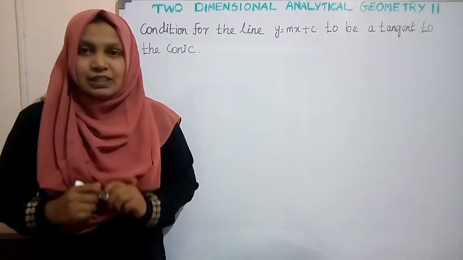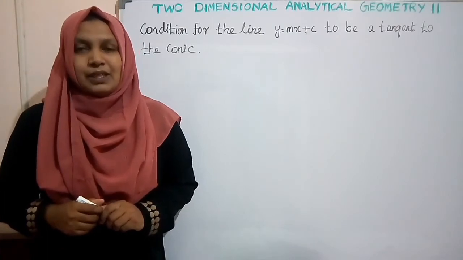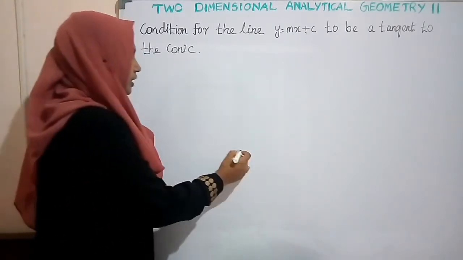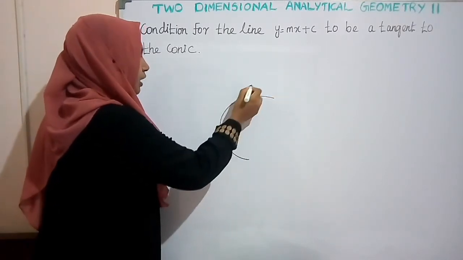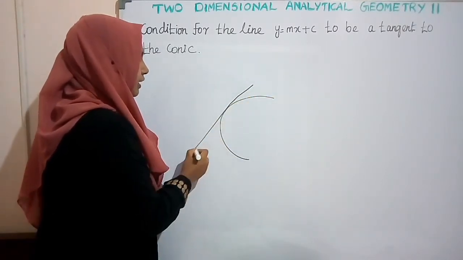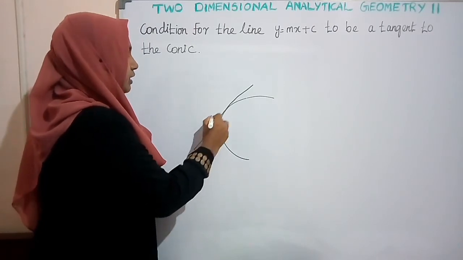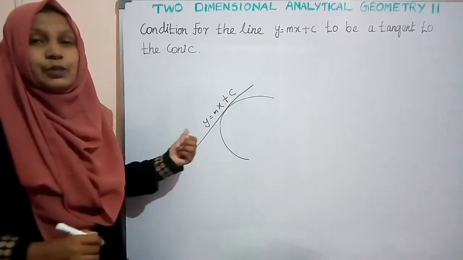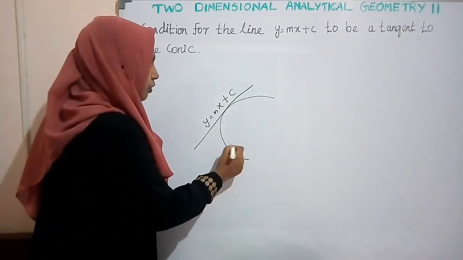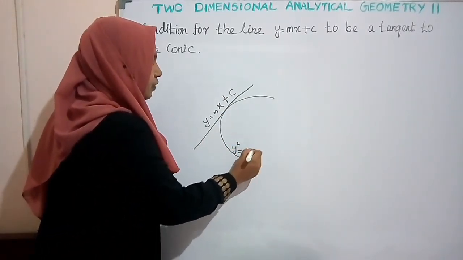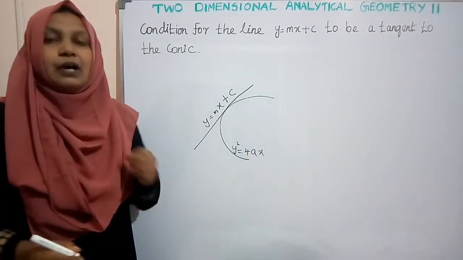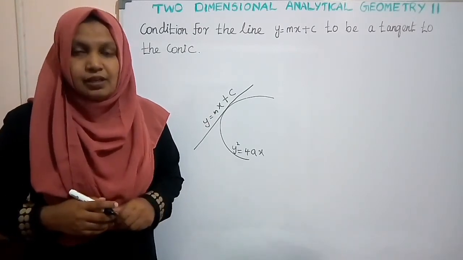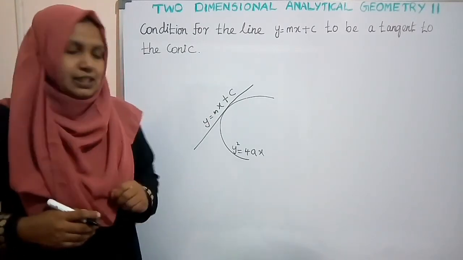Condition for the line y is equal to mx plus c to be a tangent to the conic. Consider this example. They are given one parabola and one tangent line. Okay, so we can consider the equation of tangent as y is equal to mx plus c, that is the equation of a straight line, and the parabola is y square is equal to 4ax. We have to verify whether this line is a tangent line or not. Okay, for that we have to check this condition.